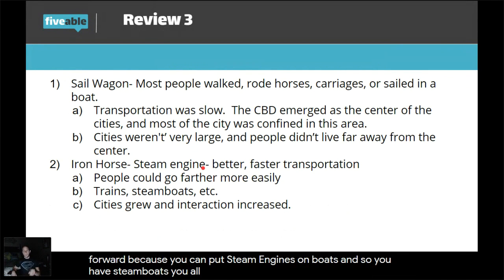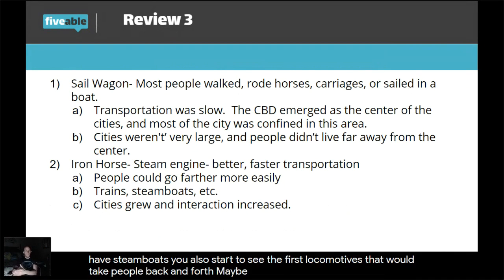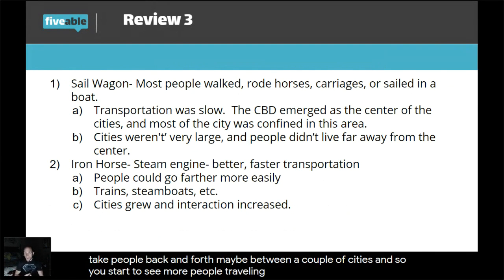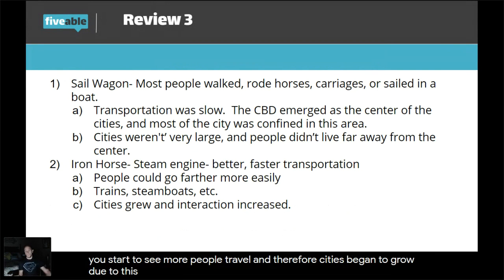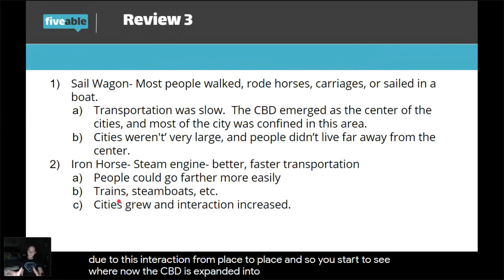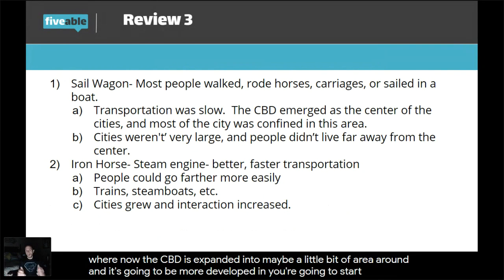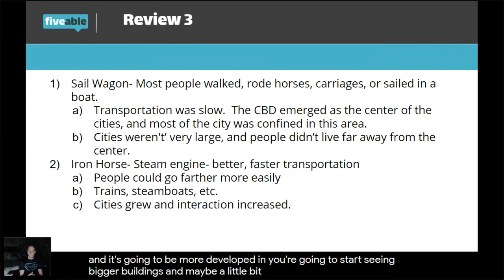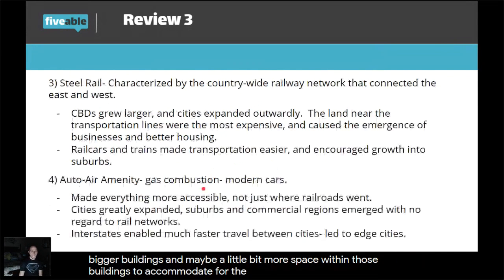You also start to see the first locomotives that would take people back and forth, maybe between a couple of cities. And so you start to see more people travel. And therefore, cities began to grow due to this interaction from place to place. And so now the CBD is expanded into maybe a little bit of area around, and it's going to be more developed, and you're going to start seeing bigger buildings and maybe a little bit more space within those buildings to accommodate for the travel.